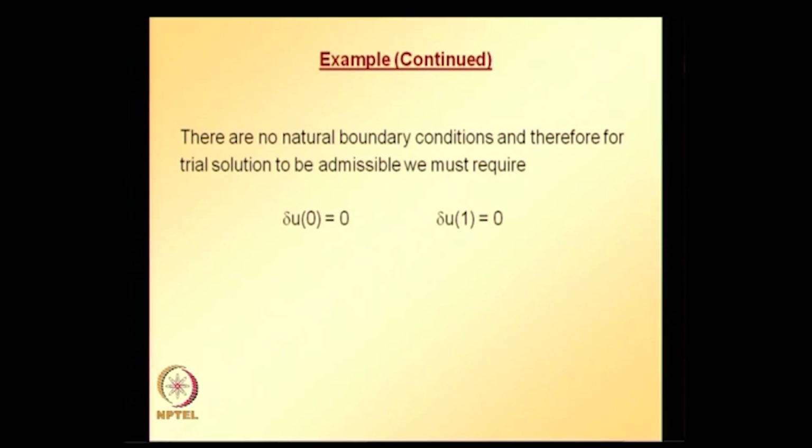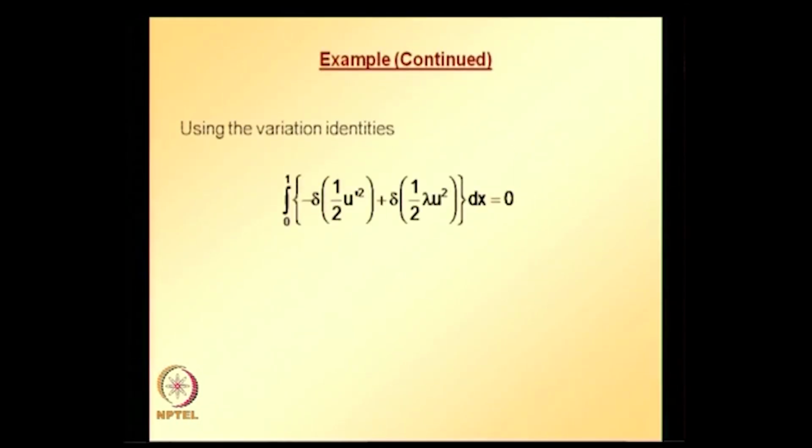There are no natural boundary conditions, therefore, for the trial solution to be admissible we must require the variation of u at x is equal to 0 is 0, and the variation of u at x is equal to 1 is 0. So, with that reasoning the first two terms get cancelled and you will be left with this, and here also you can apply variational identities and bring the variational operator out. The variational identities you can use, or that is what is mentioned here.